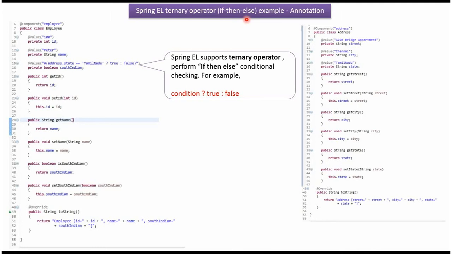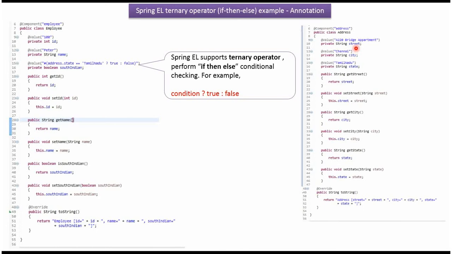In this video tutorial, I will cover an example of the Spring Expression Language ternary operator. Here I have defined a class Address.